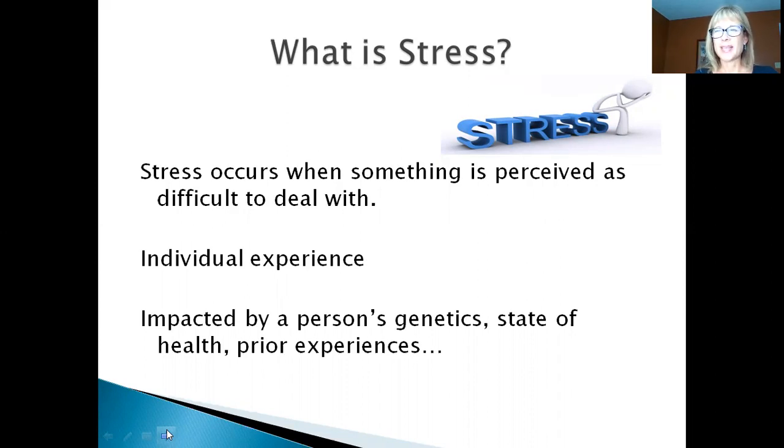What we do know is that stress is very much an individual experience. So what that means is what might be very stressful to me may not at all be stressful to another person. So we need to be mindful of that.